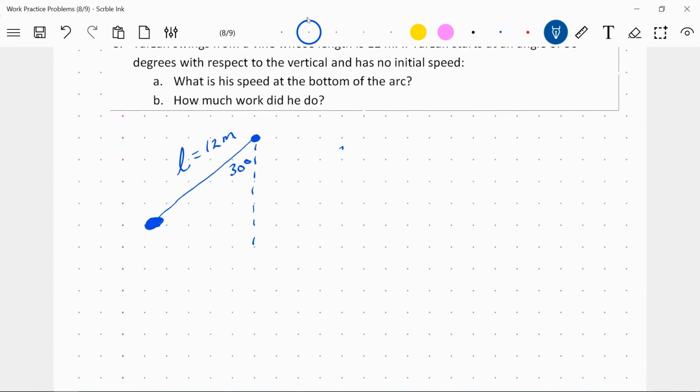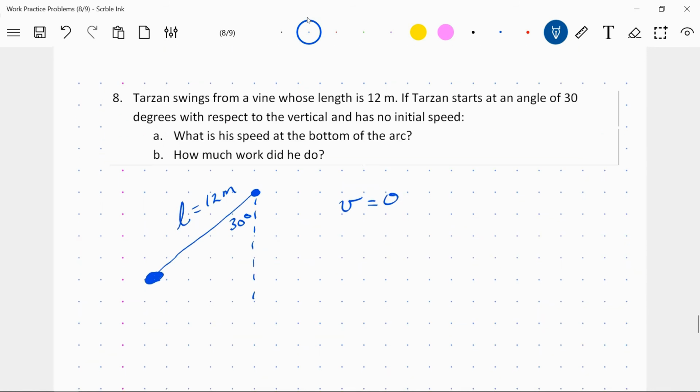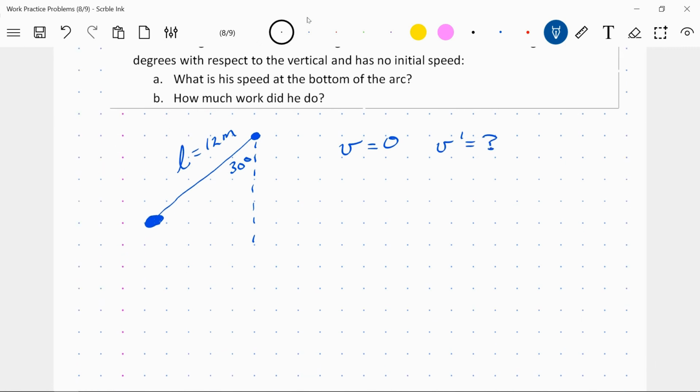He has no speed, so let's write this out here. His speed is initially 0, and the question is, what will his speed be at the bottom of the arc? So v prime equals unknown. Let's be clear here. What's going to happen is when he releases himself from whatever, I'm imagining he's standing on a branch or something like that, he's just going to swing down. It'll actually be a circular arc to some point, at which point I really want to know how fast he's going. v prime equals question mark.